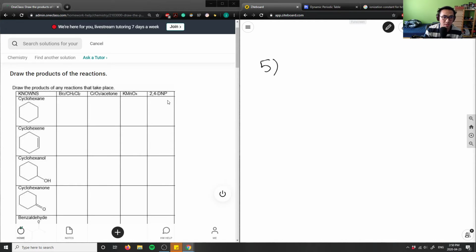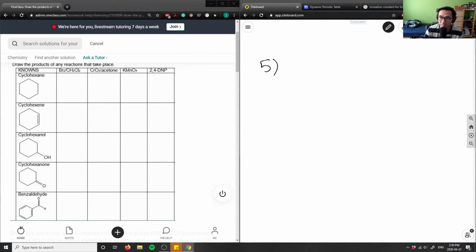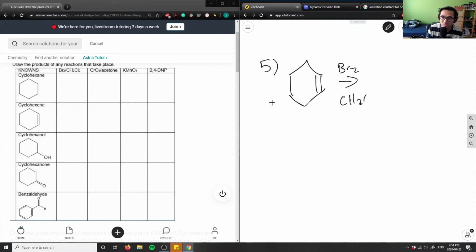So in this case here, cyclohexane does not react with anything. That's fine. But cyclohexene does. I do have a reaction, right? Cyclohexene with Br2 would give me simply an addition across the double bond. So this here with Br2 and CH2Cl2, I would get basically a bromination reaction. I get Br and Br here. So I would fill this out here.